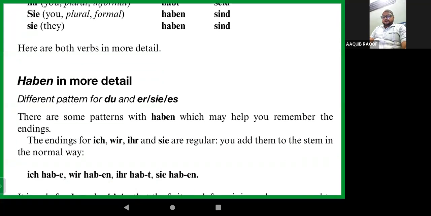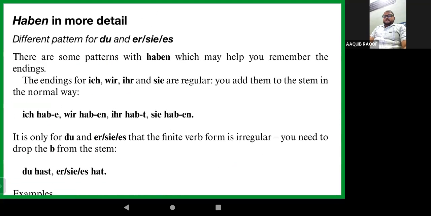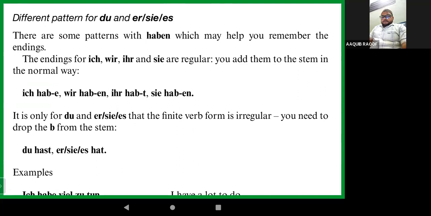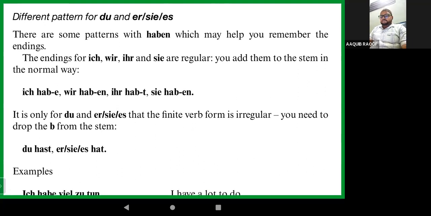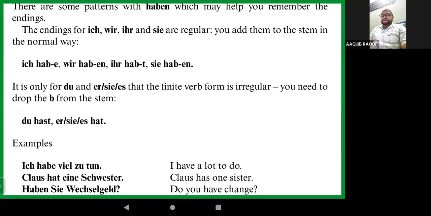Here are both verbs in more detail. Haben in more detail. Different pattern for du and er, sie, es. There are some patterns with haben which may help you remember the endings. The endings for ich, wir, ihr, and sie are regular. You add them to the stem in the normal way. Ich habe. The stem of haben is hab, and you just add e with the word ich. Ich habe, wir haben, ihr habt, sie haben.